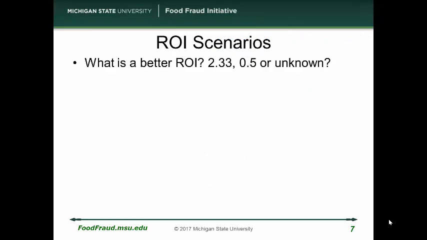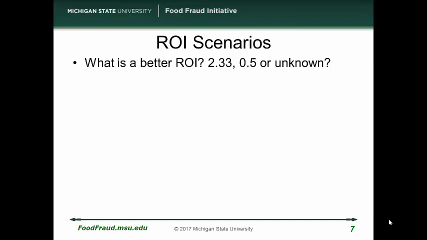ROI scenarios. So what's better, an ROI of 2.33, 0.5, or unknown? This is the bottom line. We're not talking about hazards. We're not talking about costs. We're not talking about vulnerabilities, risks, or anything. This is the bottom line when there's decision making. Financial managers are making decisions. We need to communicate to them in their terms.